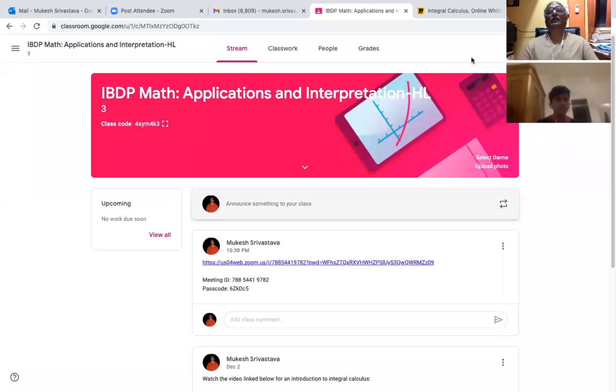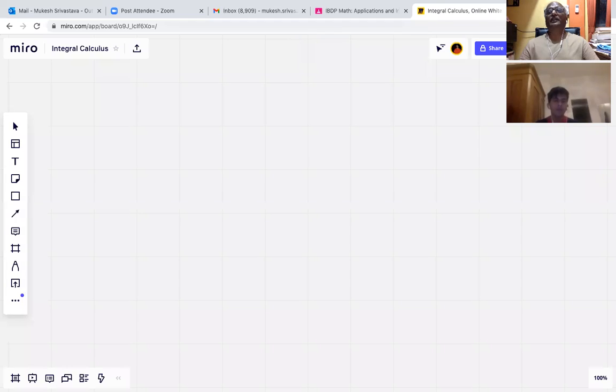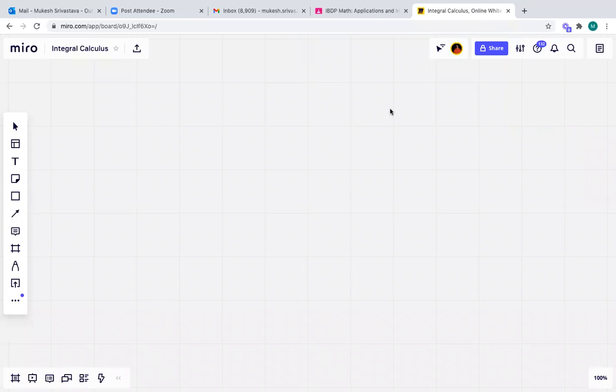See, integral calculus is the reverse of differential calculus. Now let me give an example.